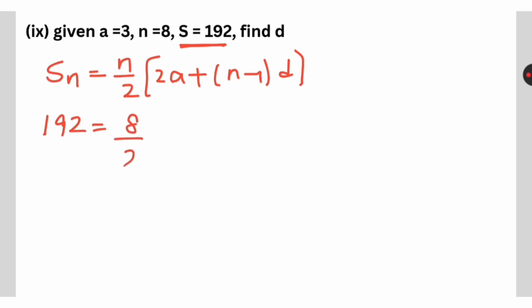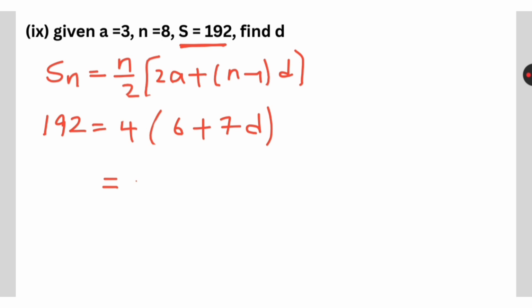So 8 over 2. If we cancel, 2 4s are 8, so directly we can write this as 4. 2 times 3 is 6. So write 6 plus (n minus 1), that is 8 minus 1, which is 7, times d, and d we don't know, we are going to find that out. Here we have a 4, so it is a multiplication of 4, isn't it? So 4 times (6 plus 7d).